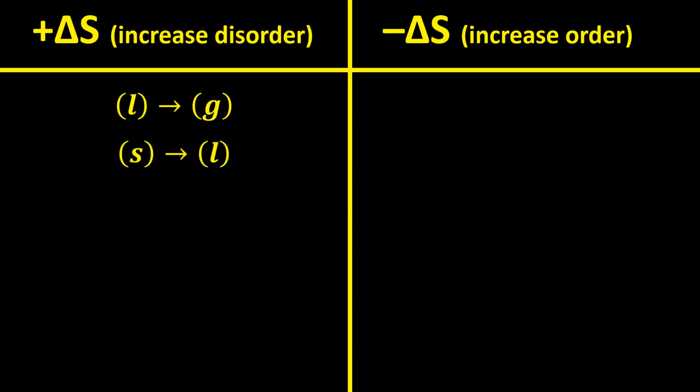Now this also occurs when we go from a solid to a liquid. There's more freedom for the molecules to move around in a liquid, so that's where delta S is positive as well. So if both of these are positive, if we reverse these and go from a gas to a liquid or a liquid to a solid, then we should increase the order and have a negative delta S.